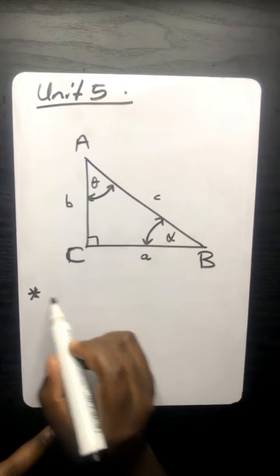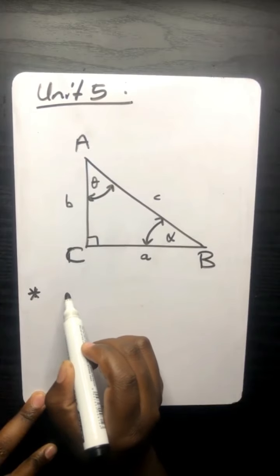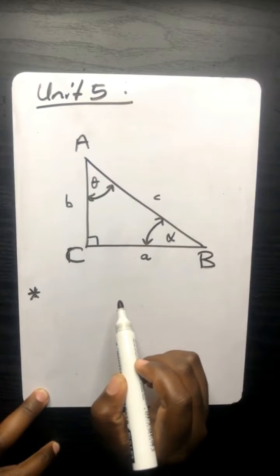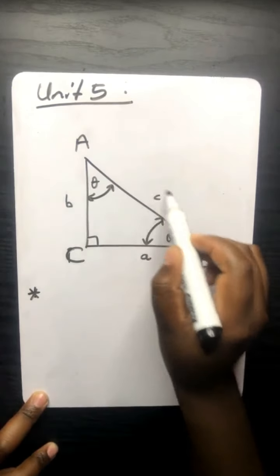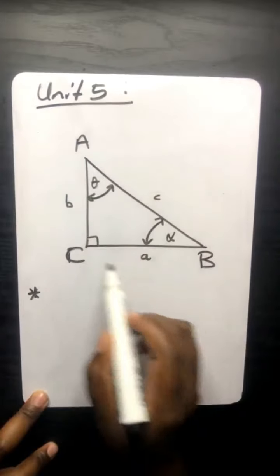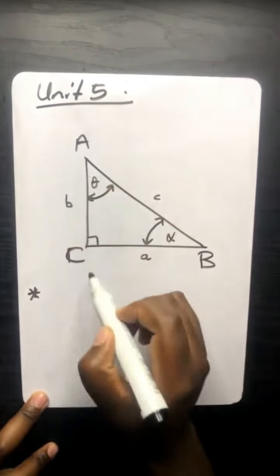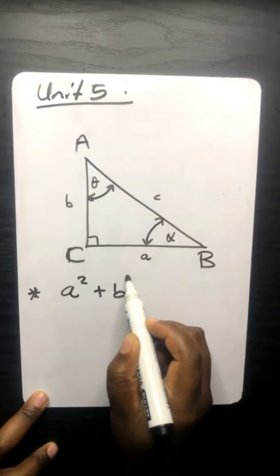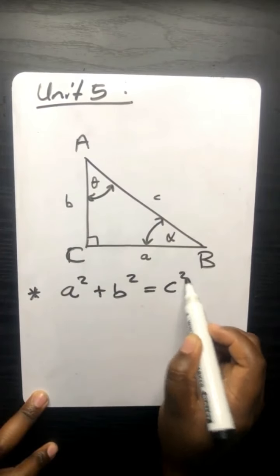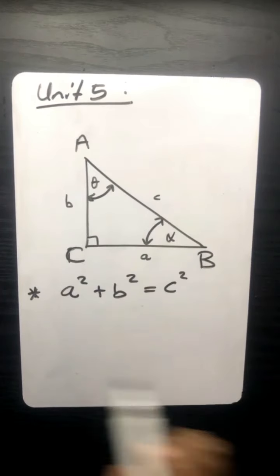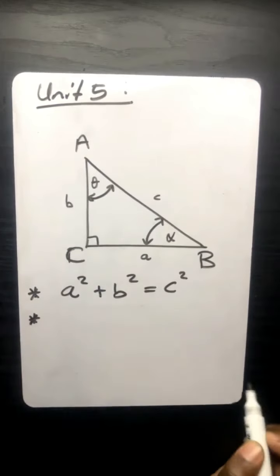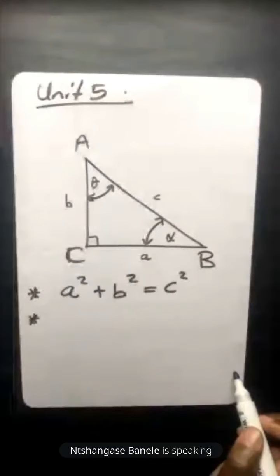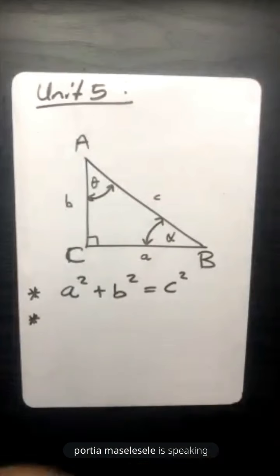So I was saying the first tool is the Theorem of Pythagoras, which will help us to calculate that side. So this side plus that side is going to give us that side. So it's a squared plus b squared is going to give us c squared. Does that part make sense, guys? Yes, sir.